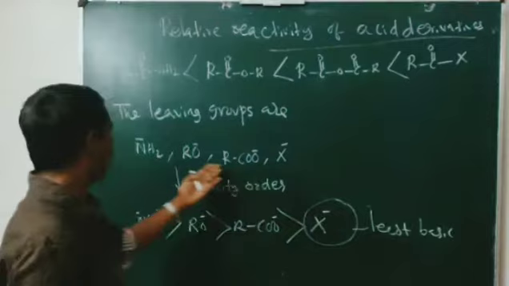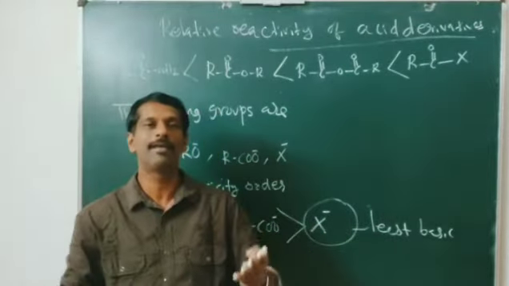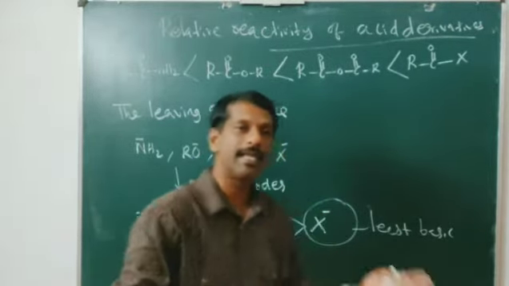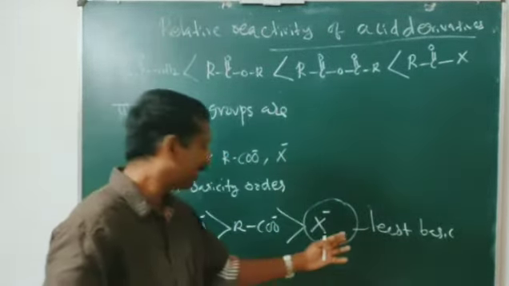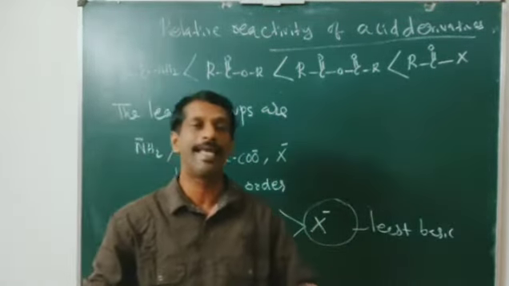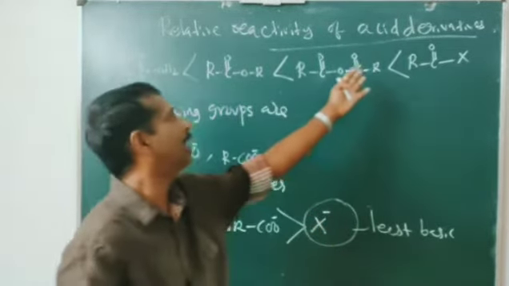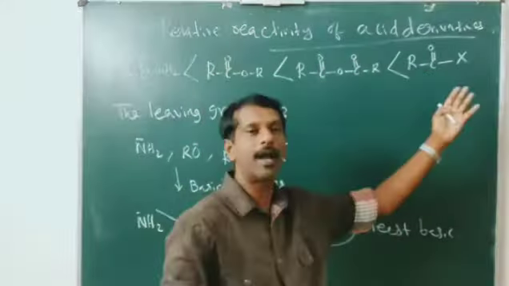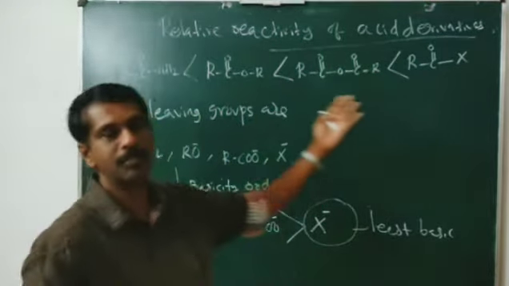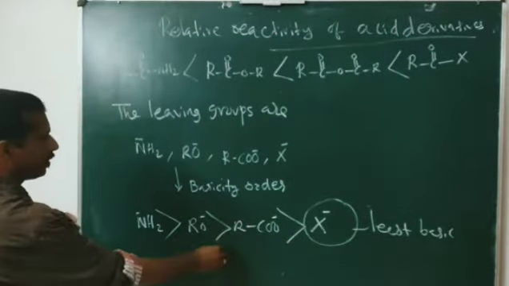When you compare the other leaving groups, you can see that X minus, the halide ion, is a better leaving group because it is the least basic. When the leaving group is less basic, its leaving ability will be better. That means acid halide will undergo immediate reaction when compared with other acid derivatives.